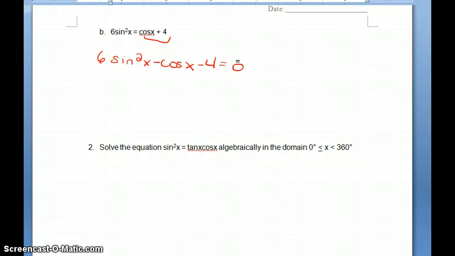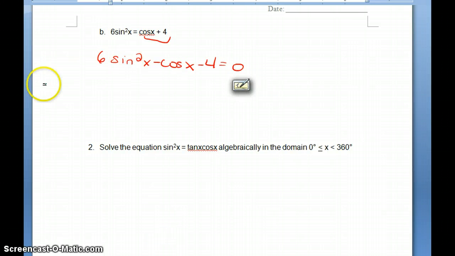Then you can ask yourself, well, is there anything that I can factor? Is there anything that I can simplify? Well, at this point, there really isn't anything. So my next guess would be to use one of our identities and change something here so that we can either take out a factor or do something with it.